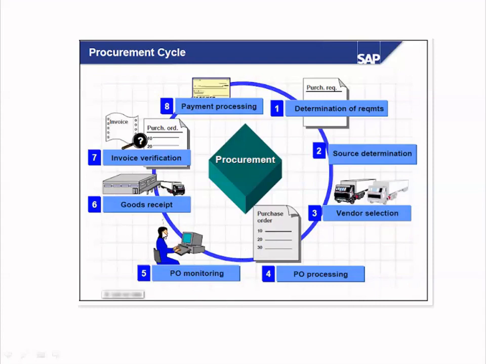After that, we receive the goods from the vendor to our inventory. Along with the goods, the vendor will send you an invoice receipt. Based on that, the finance department will pay the amount to the vendors. Okay, is it clear?